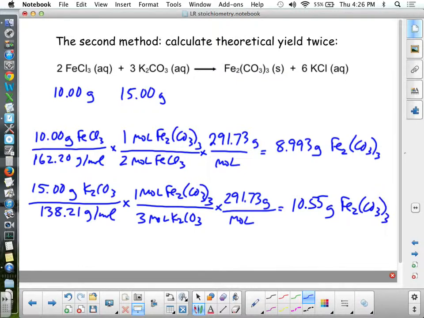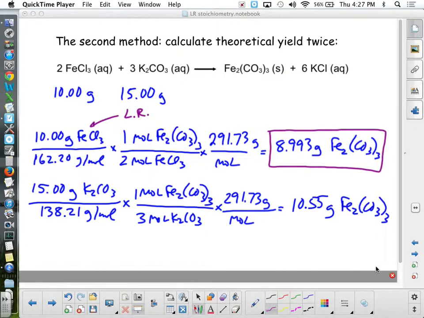So calculating the theoretical yield with each of the initial masses of reactants gives me 2 different answers. Which is the correct one? You're right, the smaller one. Okay? The smaller one is the correct answer, and that tells me that iron(III) chloride is my limiting reactant. So simply by doing these 2 successive calculations, I've been able to answer both questions. Number 1, what is the limiting reactant, in this case iron(III) chloride, and what is the theoretical yield, in this case 8.993 grams. Okay?